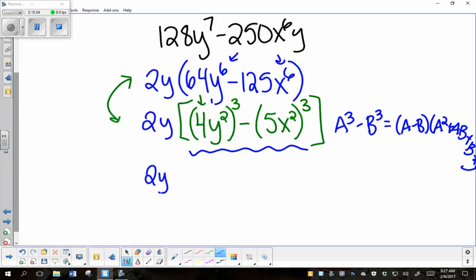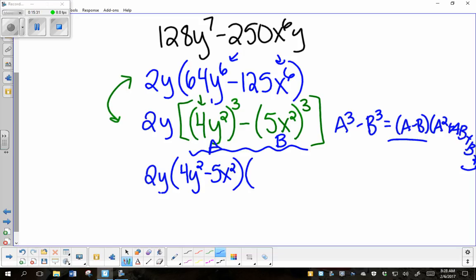So here's our a, 4y squared, and here's our b, 5x squared. Now let's factor that. First I have to do a minus b, so that's 4y squared minus 5x squared. That was almost a difference of squares, but that 5 is not a perfect square, so we're not going to factor that anymore.